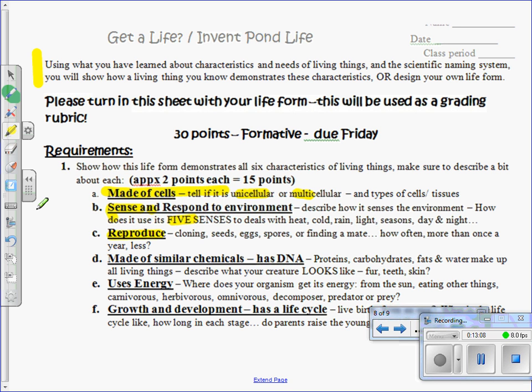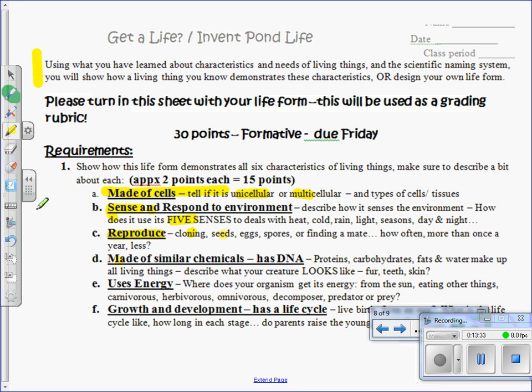Reproduce. I've had some years when people said, reproduce, oh my gosh, I have to describe. No, you just have to say, how does it make more of itself? Does it clone itself? Does it have seeds? Does it find a mate? Does it mate once during its lifetime? Does every 2 years it have a litter of 6 kittens? I don't know. How does it make more of itself?